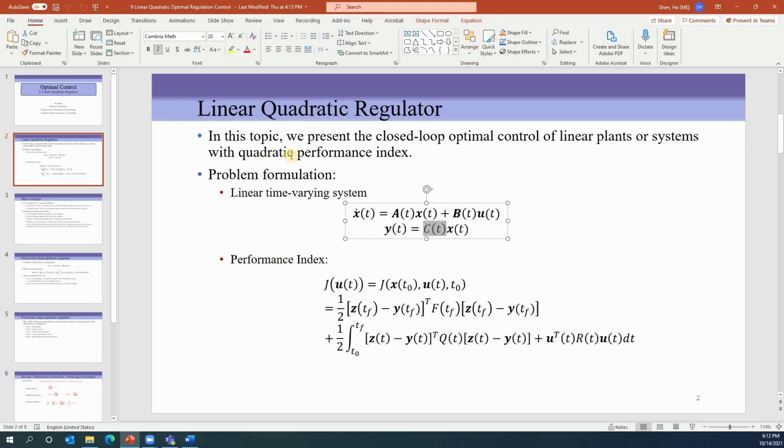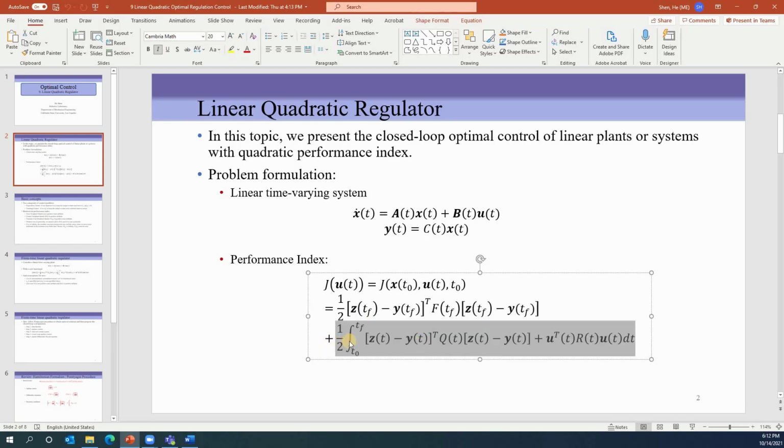The performance index is in quadratic form. The first term over here is the terminal cost, and this form is called a quadratic form: you have a vector transpose times a symmetric matrix times the vector. Similarly, the other half of the performance index is in this integration form, and inside this integration you have two terms. One is about the state, the difference between z and y transpose times Q times this vector, plus u transpose times R times u(t) dt.